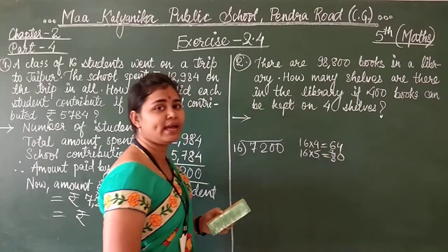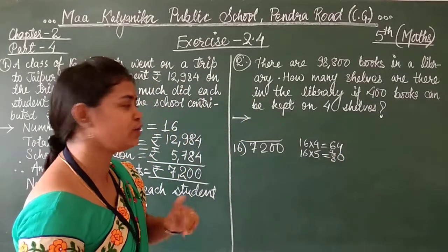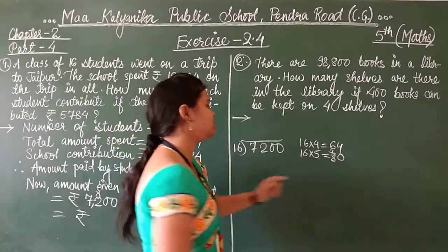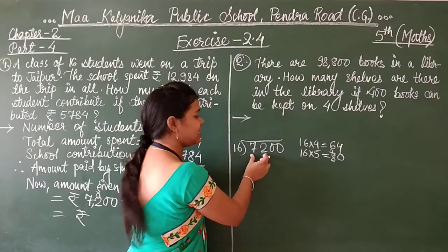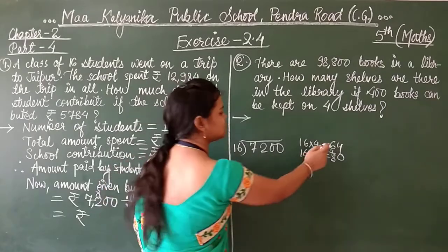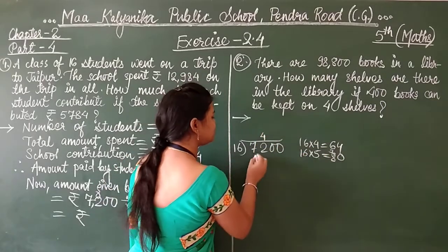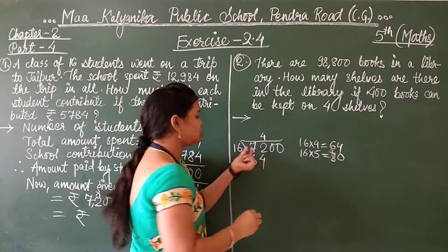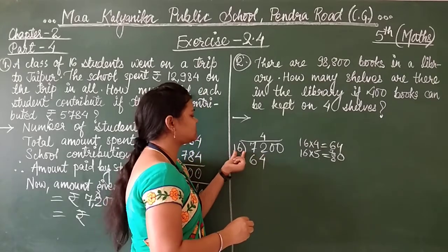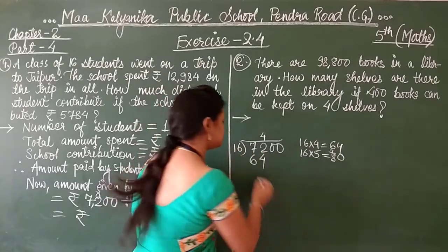You can multiply also and get the answer. For your convenience I am showing this one. So 16 times 5 is 80, more than 72. So 16 times 4 we will take. 16 times 4 is 64. Of course 7 we will not divide because this is a 2-digit number. We will take a 2-digit number.